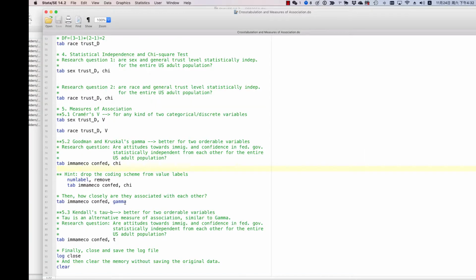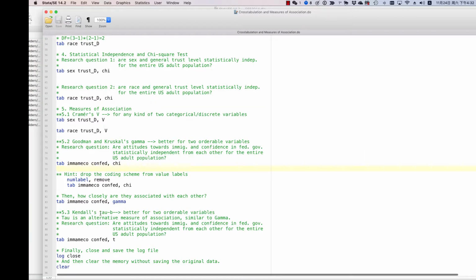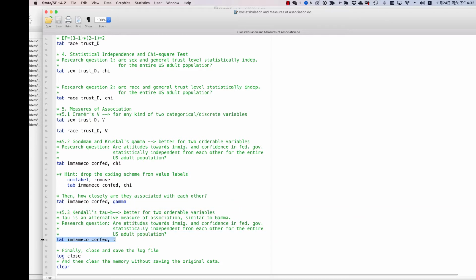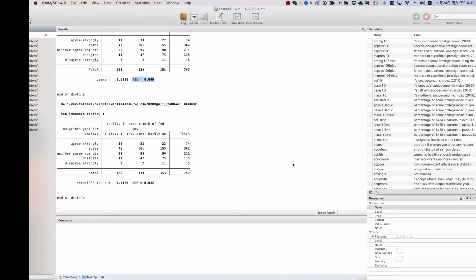In addition to gamma, we have another measurement called tau b. It carries a similar meaning. And how about we go ahead and highlight row 90 and click on Run. And then in the output window, you will have Kendall's tau b calculated for you. This value is 0.1186. It's positive, which means most of the frequencies inside the cross-tabulation tend to fall into diagonal cells, starting from the upper left corner to the lower right corner.